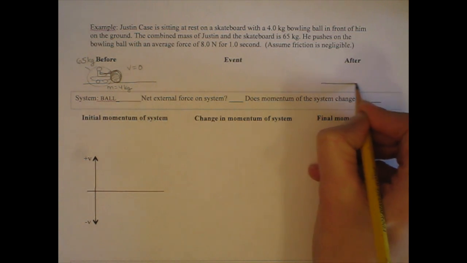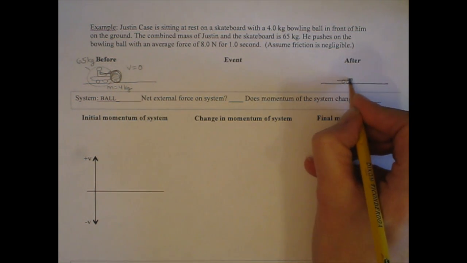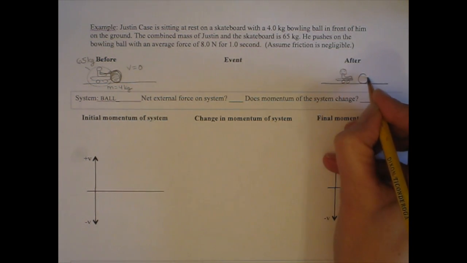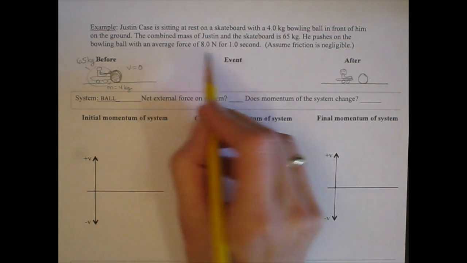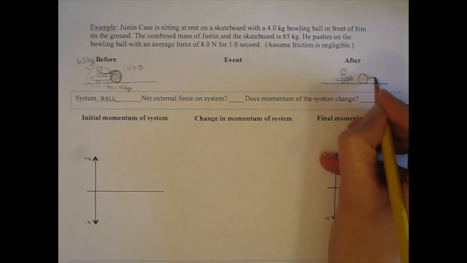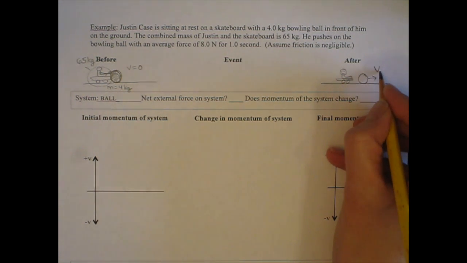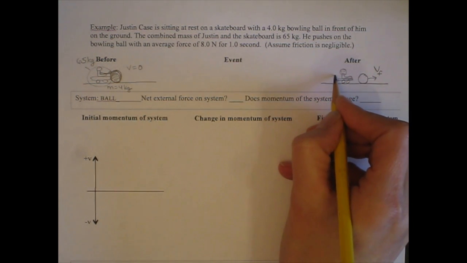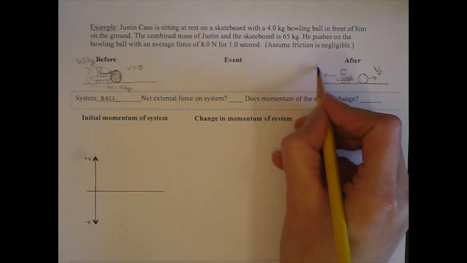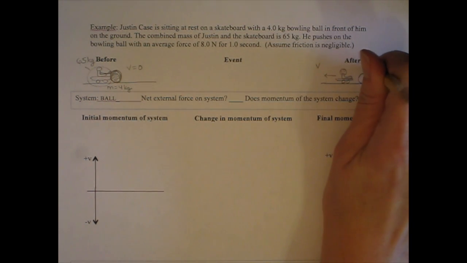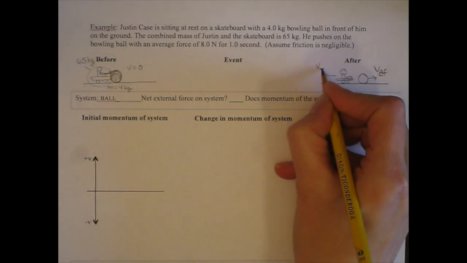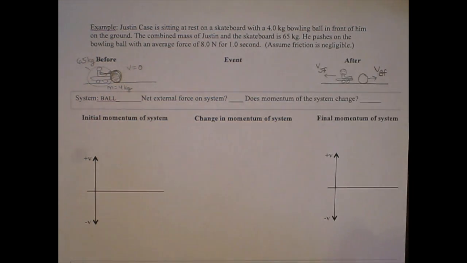The after picture also should have velocities. And afterwards, he's pushing on the ball. So afterwards, the ball is going to be going this way, which I'm going to call the velocity final of the ball. And Justin is probably going to be going this way. So maybe we should call this velocity of the ball final, and this velocity of Justin final.